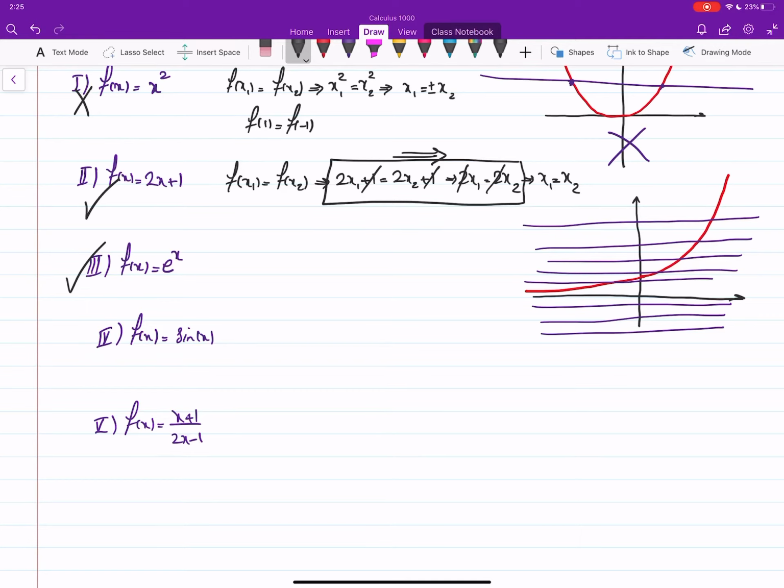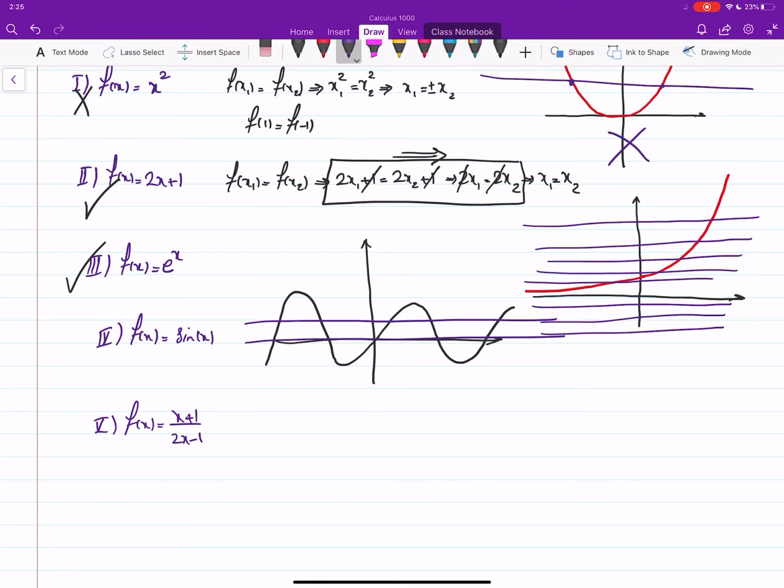Let's do the graph for this one too. The graph of sine x, we know how that looks. Sine x is actually the worst possible non-one-to-one function because it is periodic, and all of these horizontal lines intersect with the graph infinitely many times. Indeed, you can find values of, for example, f of 0 and f of 2 pi. These are the same things. So this is not one-to-one.